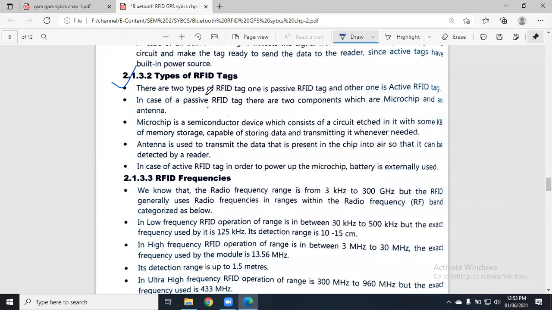So these are the two different types of RFID tag. One is active, another one is passive. In the case of active, we need an external supply. For the working of that RFID tag, we have to provide an external supply.